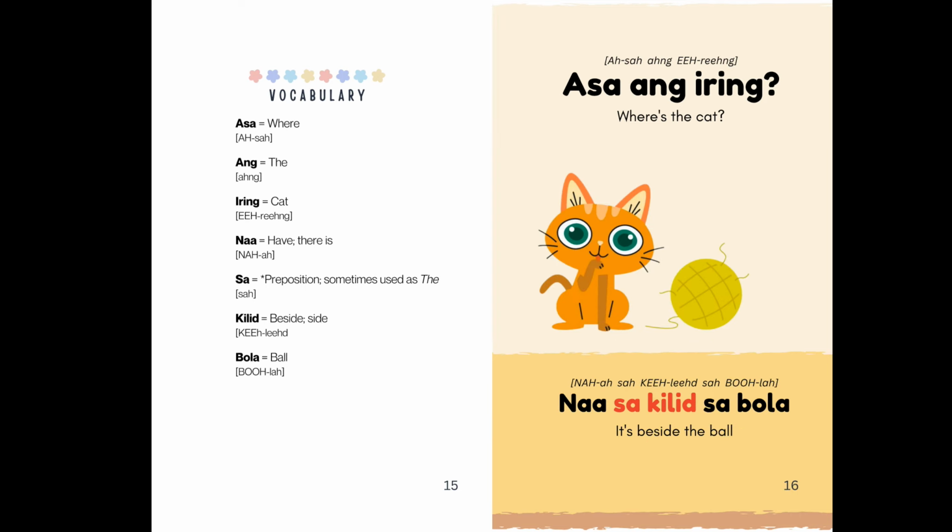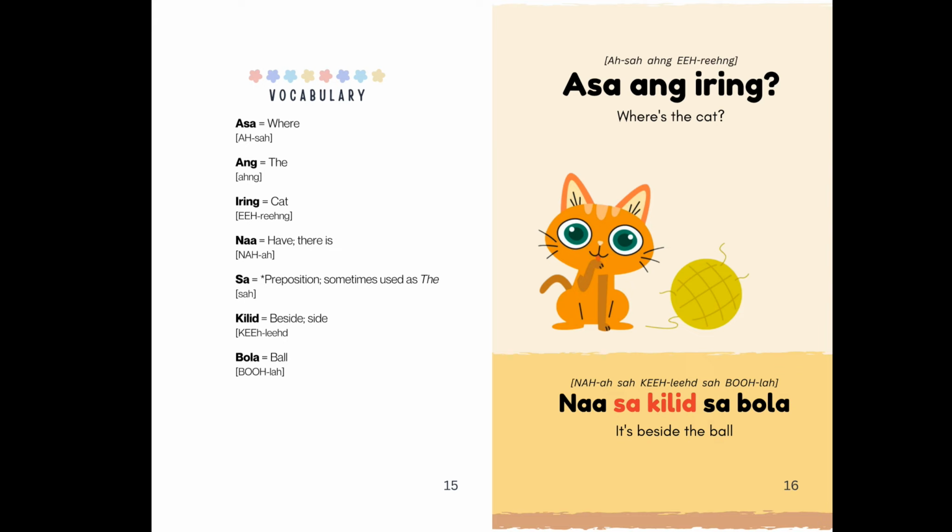Page 16. Asa ang iring? Where's the cat? Naa sa kilid sa bola. It's beside the ball.